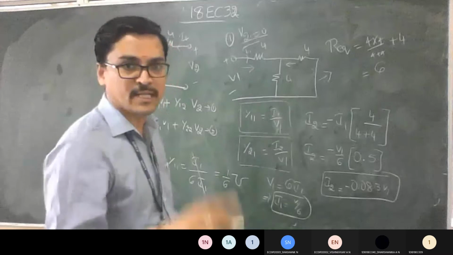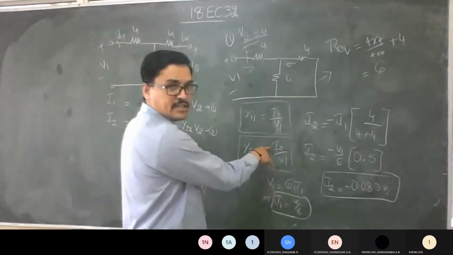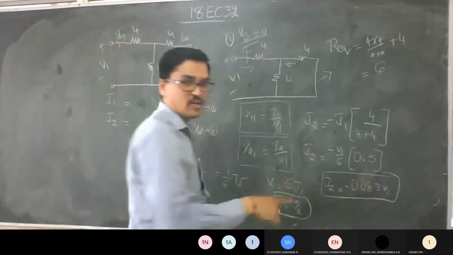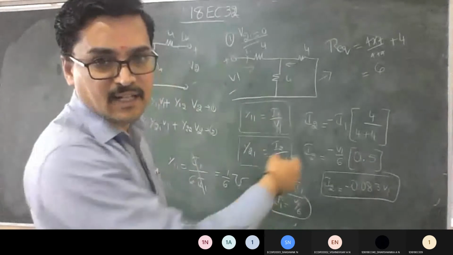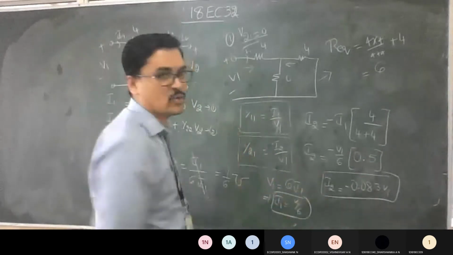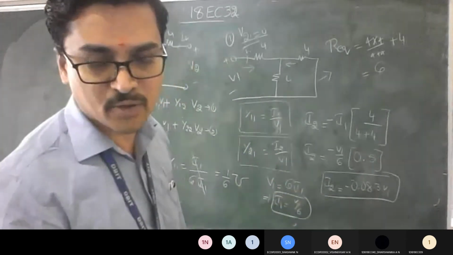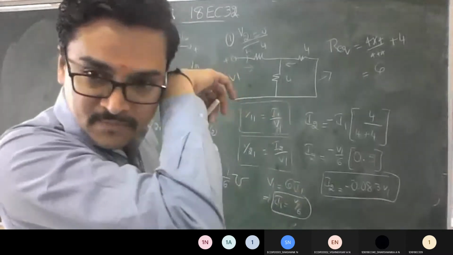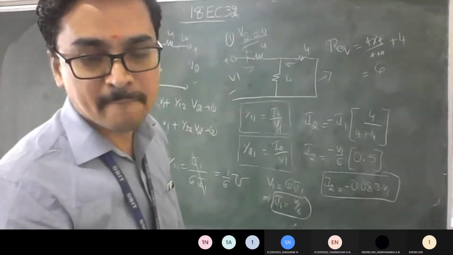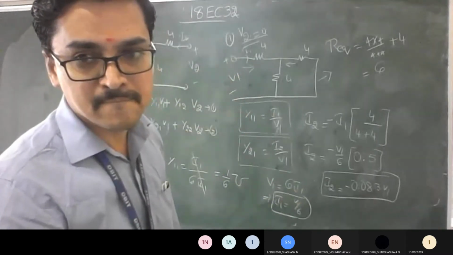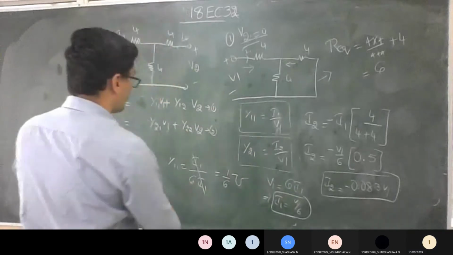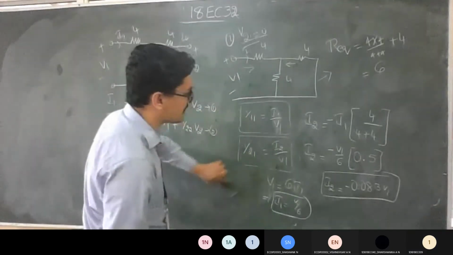Okay, now what you should do? Wherever I2 is there, look at here. If I substitute this answer, V1 will get cancelled. The left out answer itself is Y21. So this is the logic of how to do the Y parameter concept. Yes or no? Yes, sir. Okay, good. So now proceed from there and tell me what is the answer.